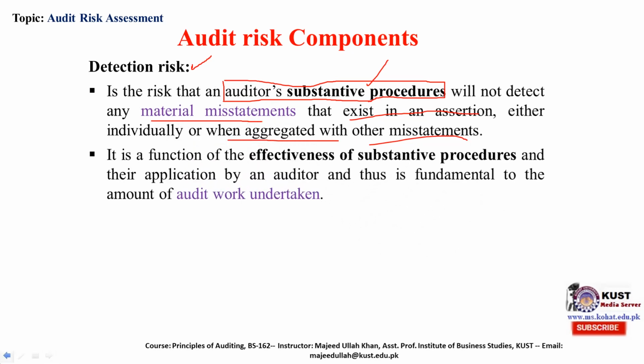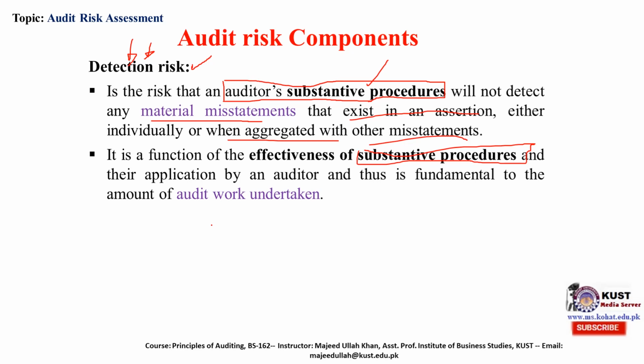It is a function of effectiveness. Effectiveness of what? Of substantive procedure. If substantive procedures are strong, that would reduce the detection risk. If the auditor applied additional substantive procedures, it will further reduce the detection risk. So it is a function of the effectiveness of substantive procedures and their application by an auditor, and thus is fundamental to the audit work undertaken by the auditor.